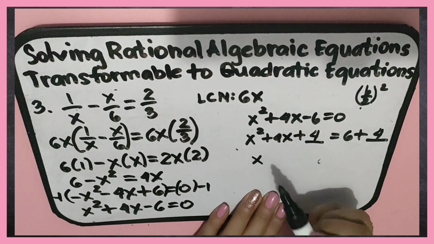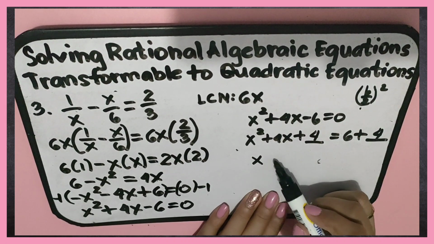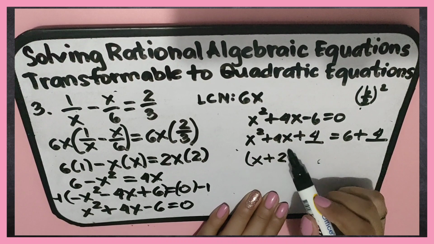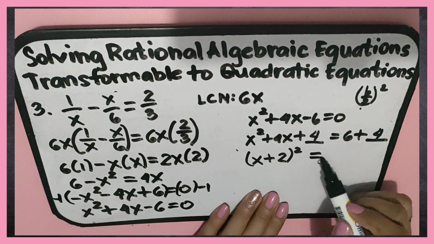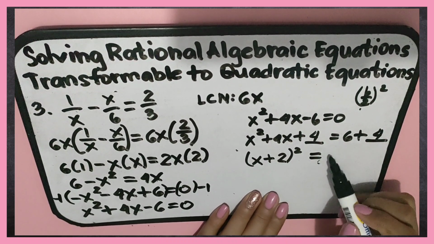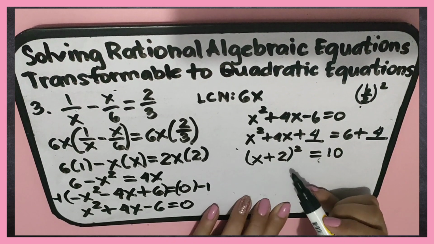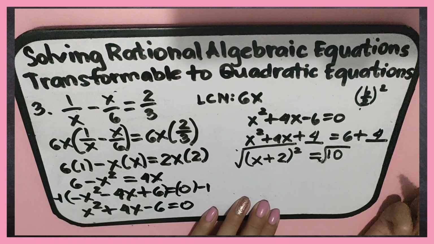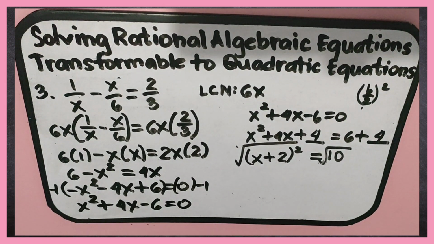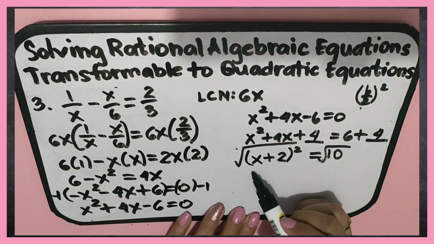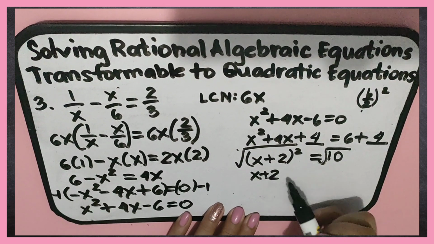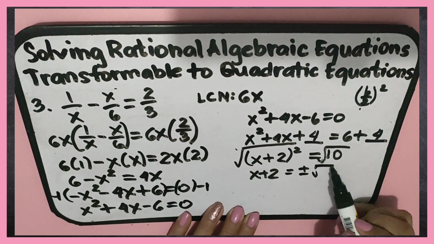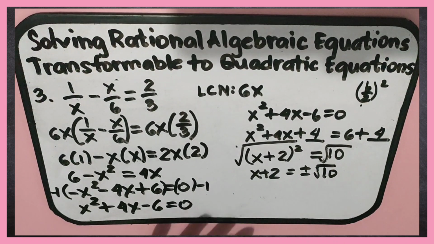So we have to recall our lesson last time. So we have x plus 2 squared equals, this is like signs, so we have 10. Then extract the square root of both sides of the equation. So we have x plus 2 equals positive and negative square root of 10.